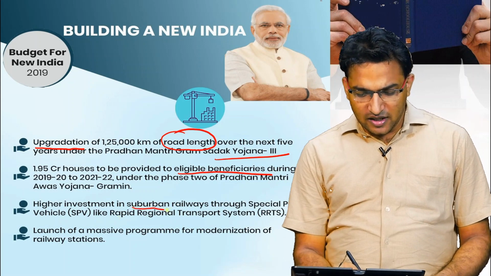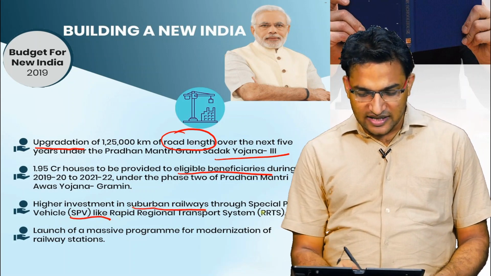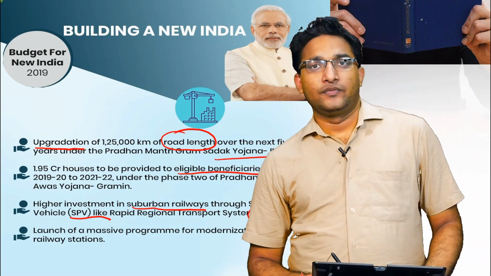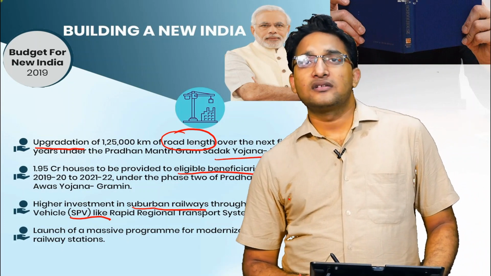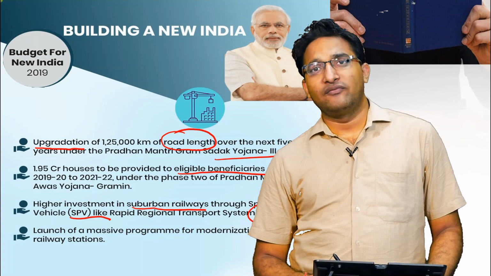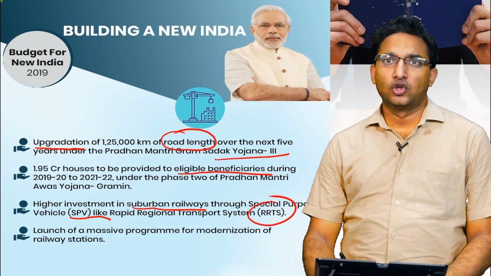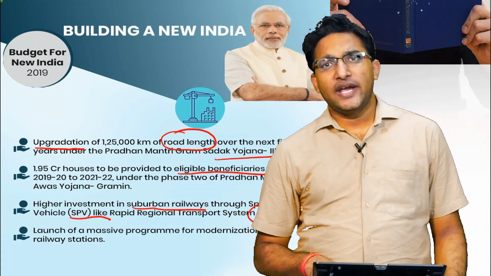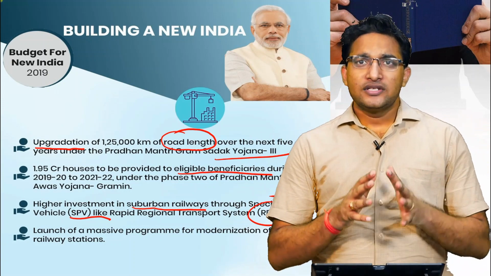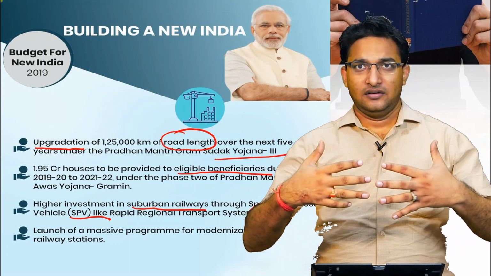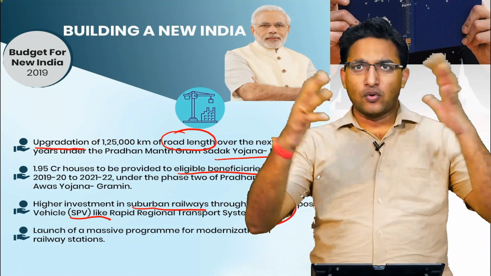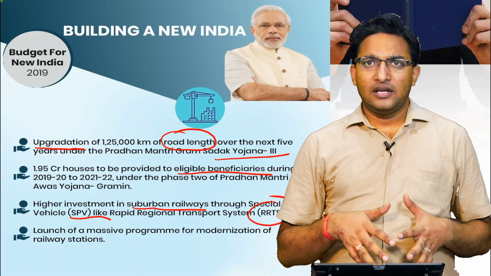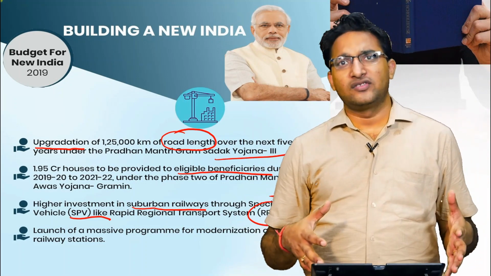Higher investment in the suburban railways through special purpose vehicles like RRTS. So this regional rapid transport system, RRTS, the first project under this has been introduced between Delhi and Meerut in Uttar Pradesh. Why this project? Because see, Delhi is a capital city and it sees a lot of influx of people from outside the city. It is a national capital. The people keep coming here, but it can't sustain so many people.